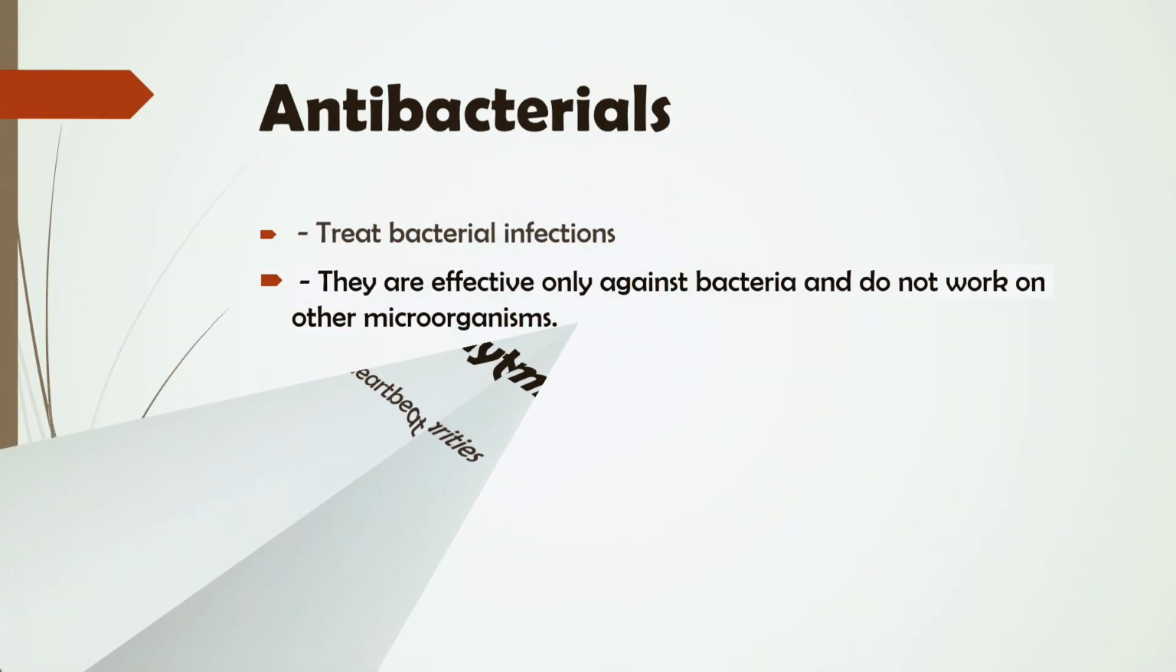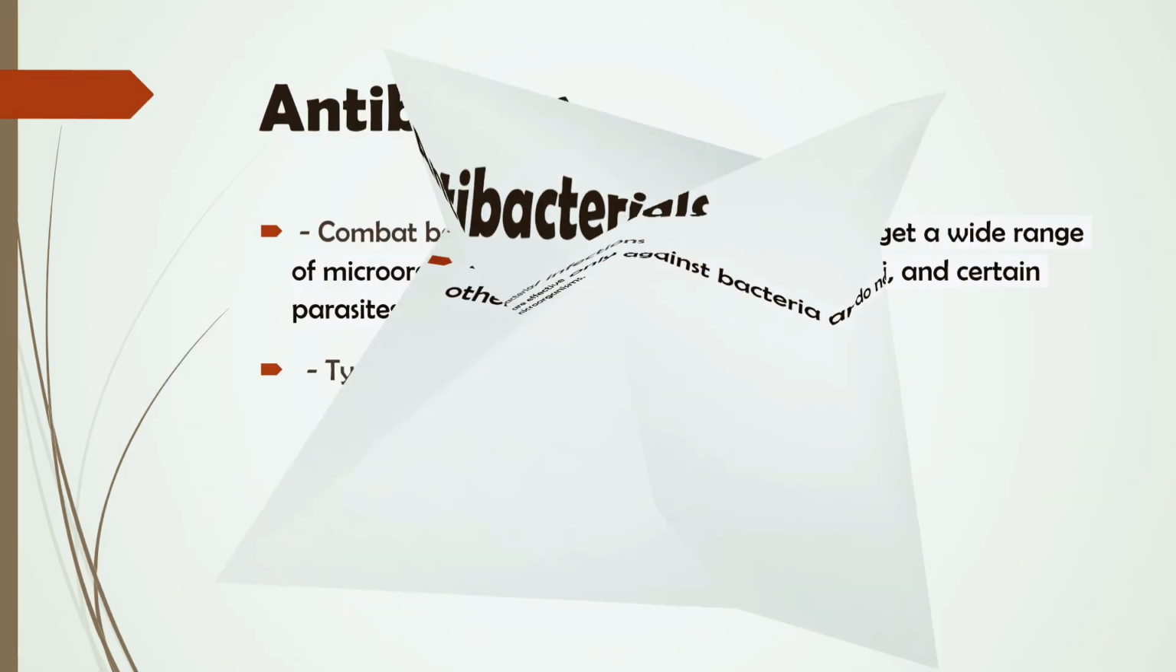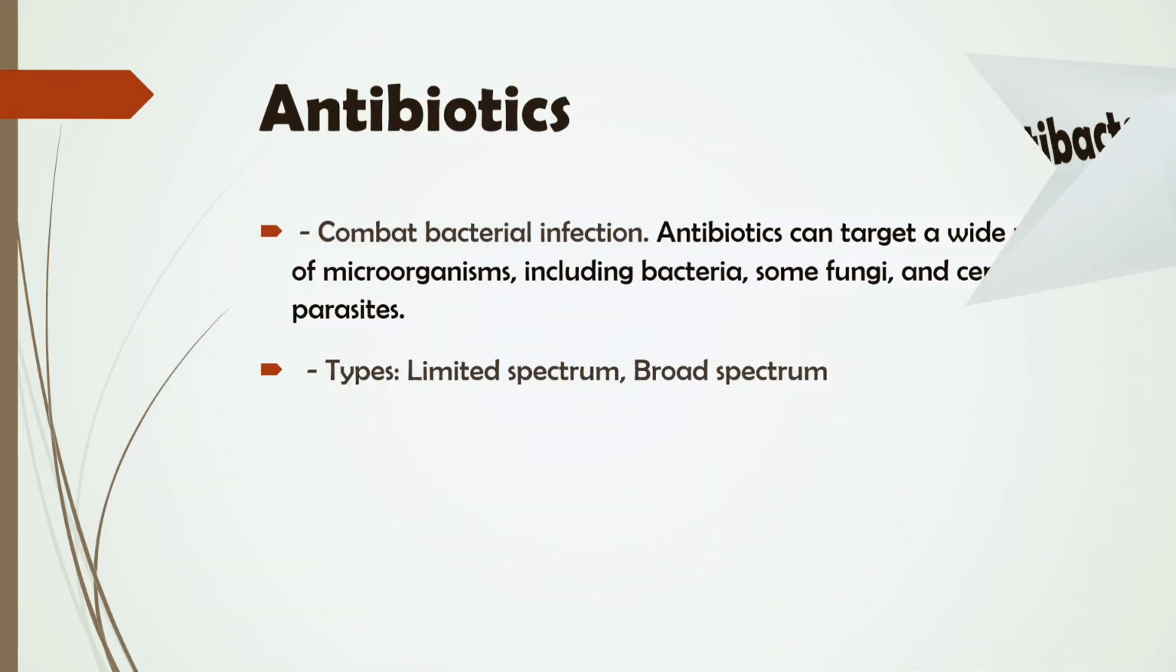Next, we have antibacterials. These treat bacterial infections and they are effective only against bacteria and do not work on other microorganisms. Next drug category we have antibiotics. These combat bacterial infections, and antibiotics can target a wide range of microorganisms including bacteria, some fungi, and certain parasites. These have some types: limited spectrum or broad spectrum.